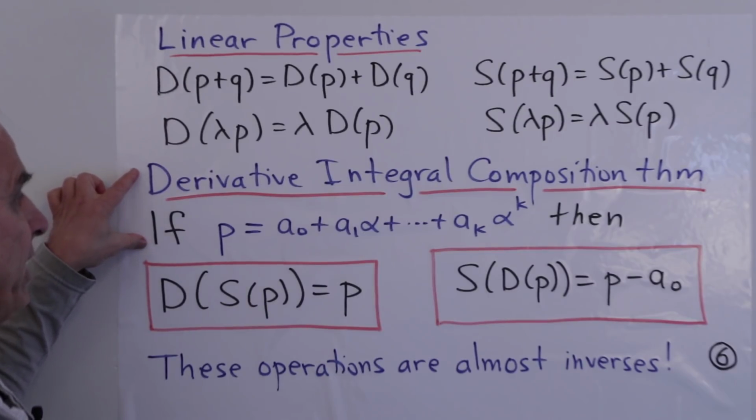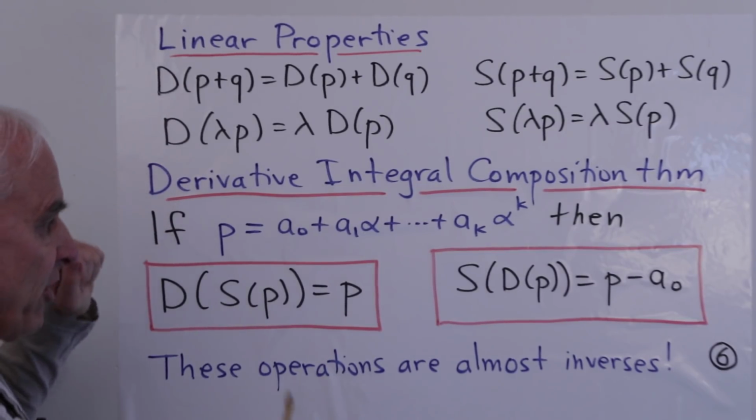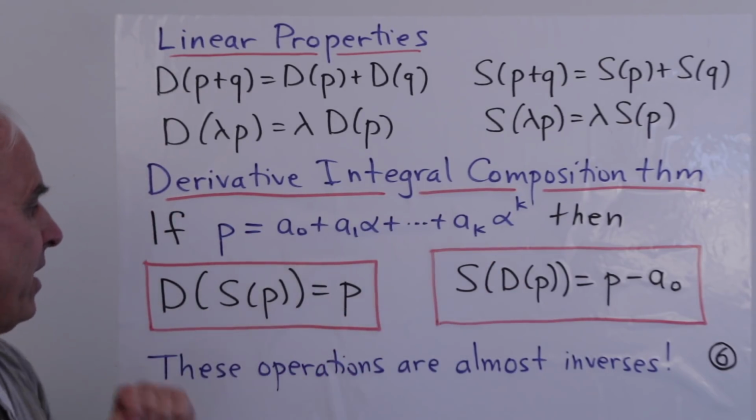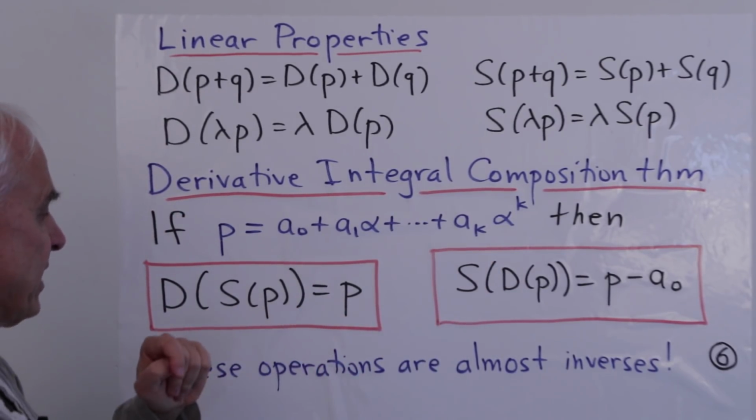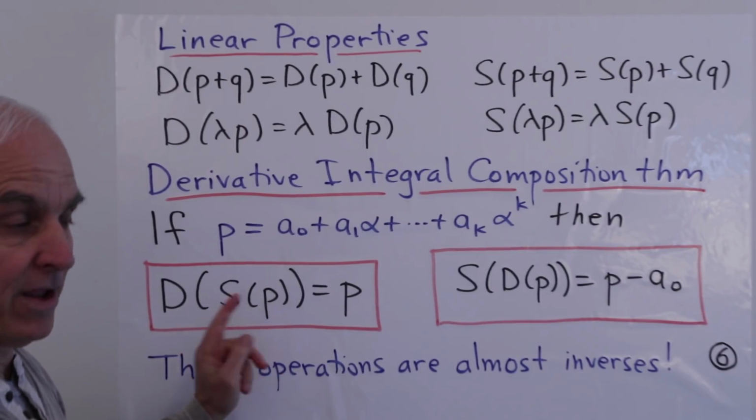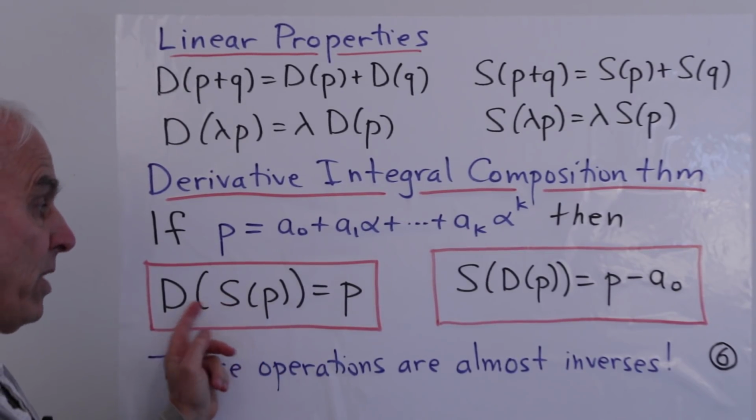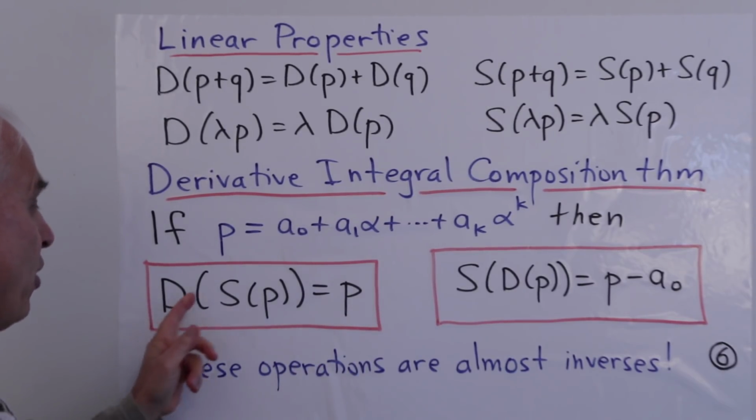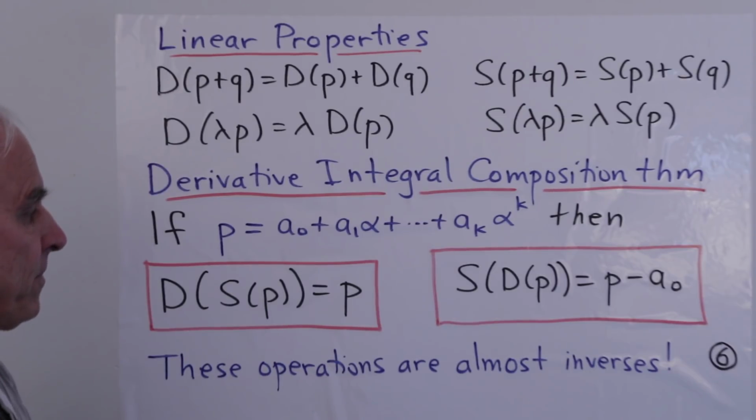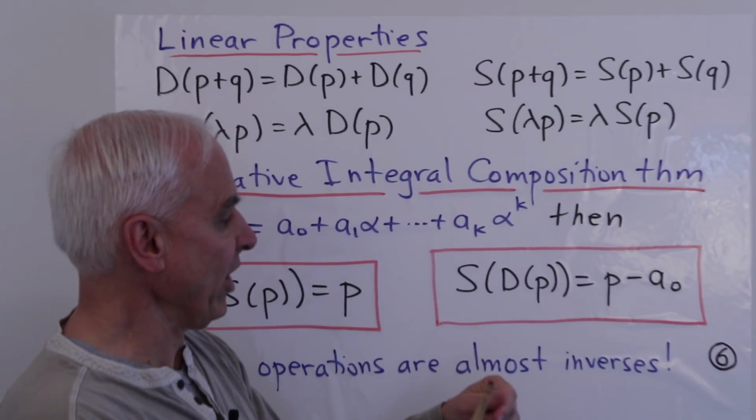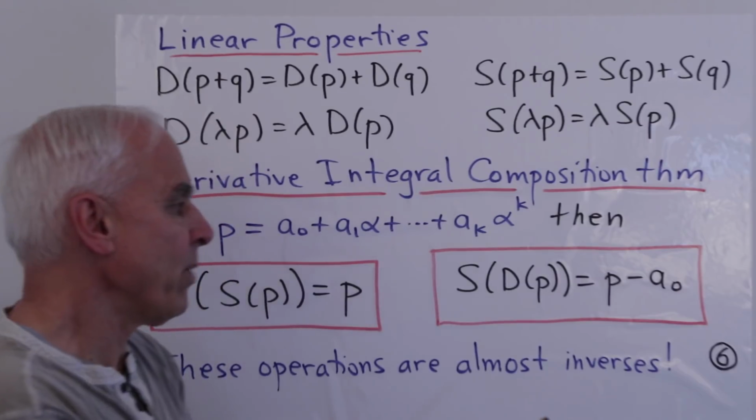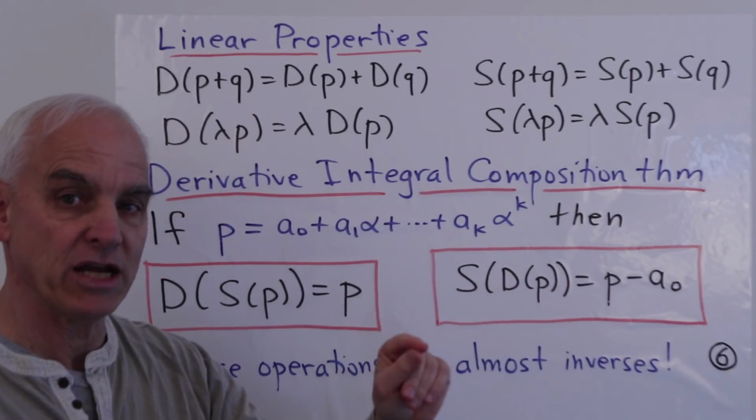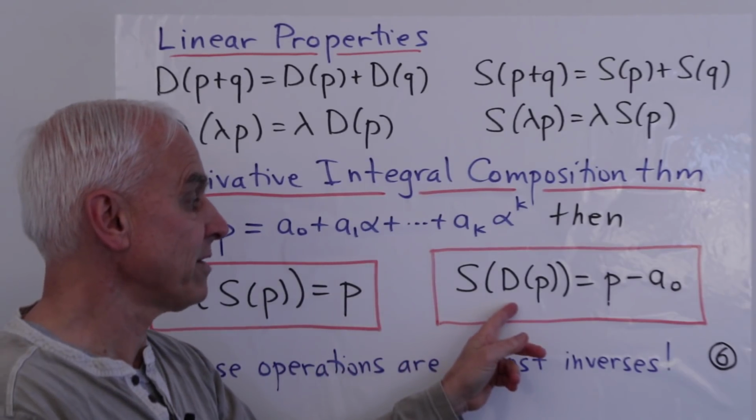And importantly, there's a derivative integral composition theorem. We've already seen this. Here's a polynumber p. Then this first one says that if you integrate p and then you differentiate, what you get back is p. So d of s of p equals p. And this one is almost the same, but if we do it in a different order, we almost get p back, but not quite.